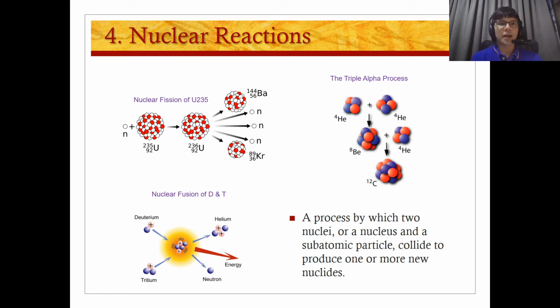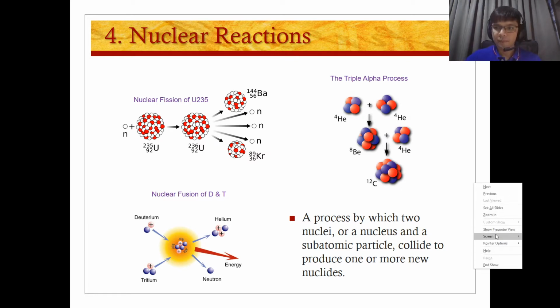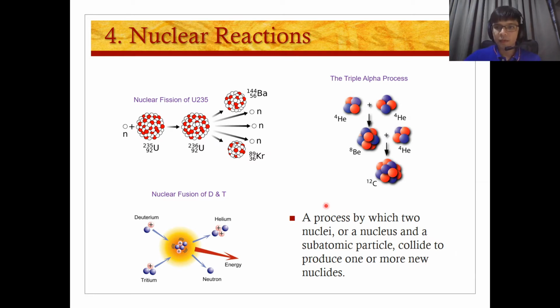Right. In today's lecture, we're going to discuss what happens when we launch particles towards one another, basically producing nuclear reactions. And one quick way to define nuclear reactions is as the following. A nuclear reaction is a process by which two nuclei, or a nucleus and a subatomic particle, collide to produce one or more new nuclides.